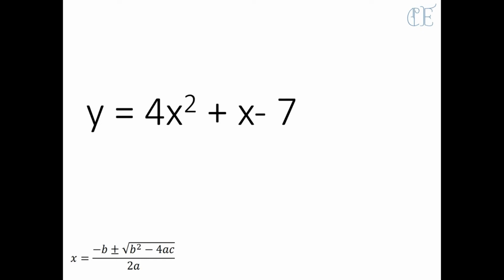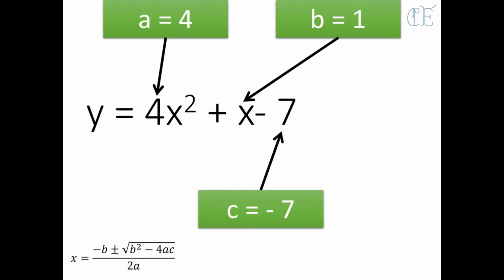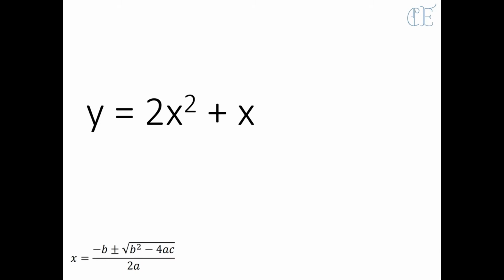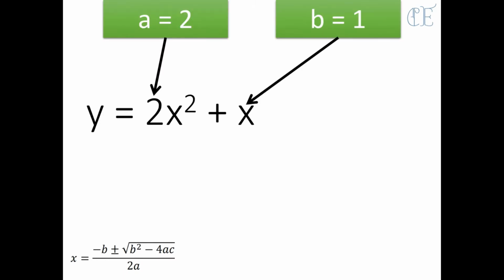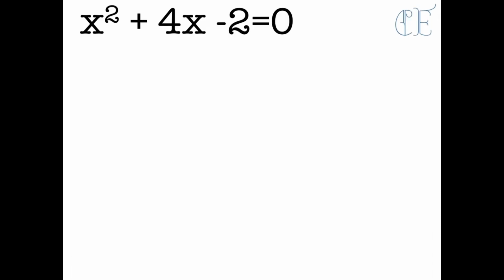Y equals 4x squared plus x minus 7. A would be 4, B would be 1 because we have 1x, and C would be minus 7. Here we have y equals 2x squared plus x, where a would be 2, b would be 1 because we only have 1x, and c would actually be 0. Make sure you put that 0 in because it matters when you're multiplying.